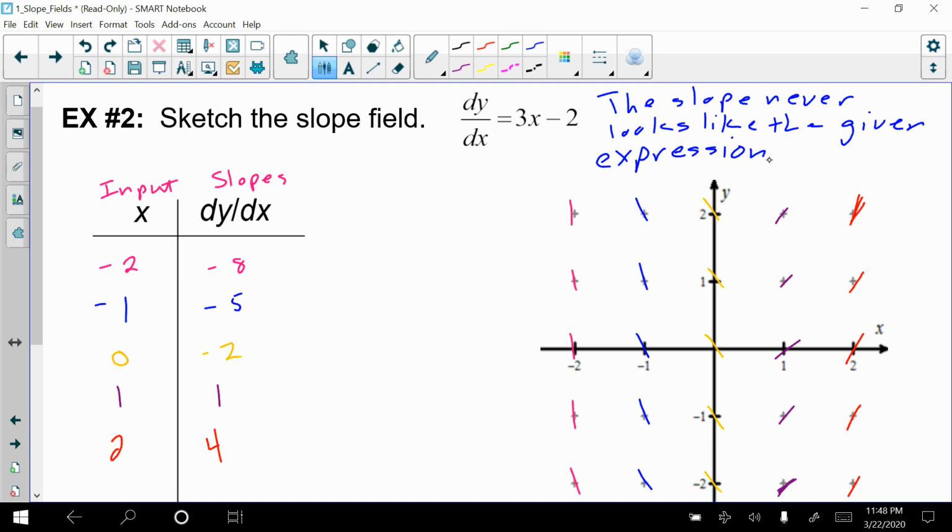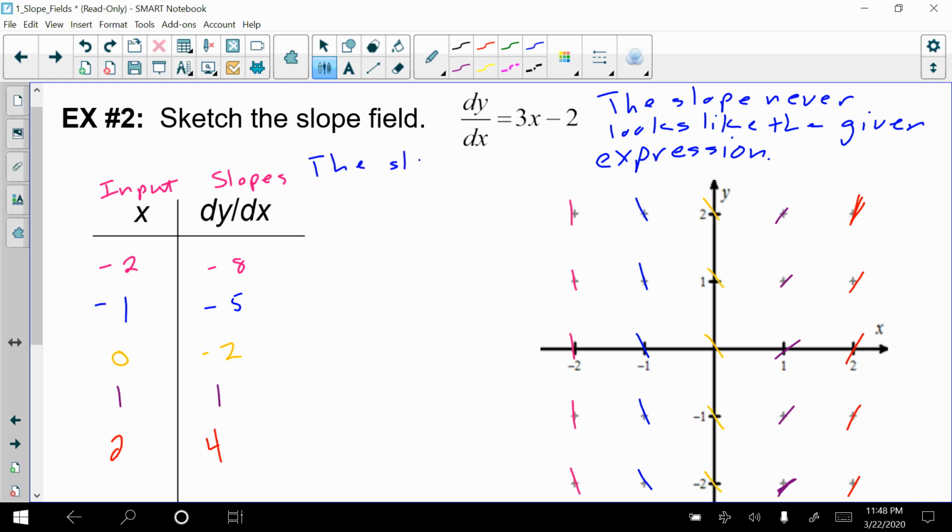And we can make that connection relatively easily because the expression that we have from our differential equation is linear. And the slope field clearly is not made up of a bunch of lines with a slope of 3. So what does it look like? So go ahead and add this to your notes here.